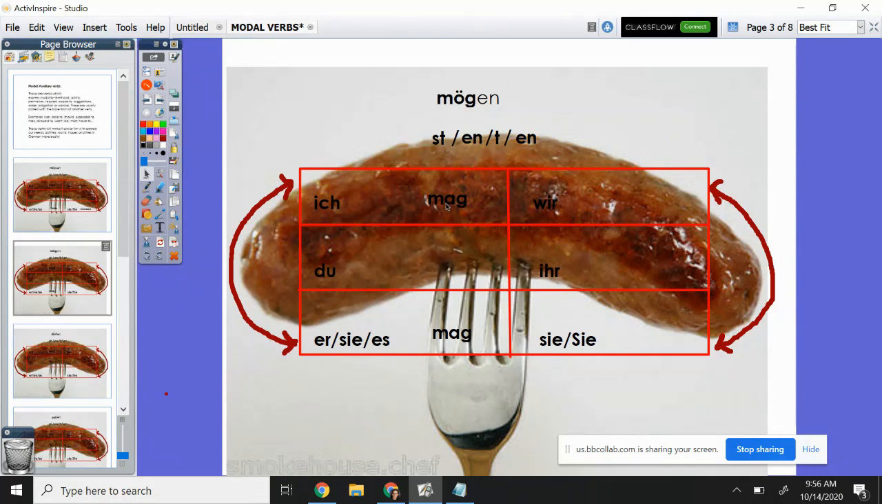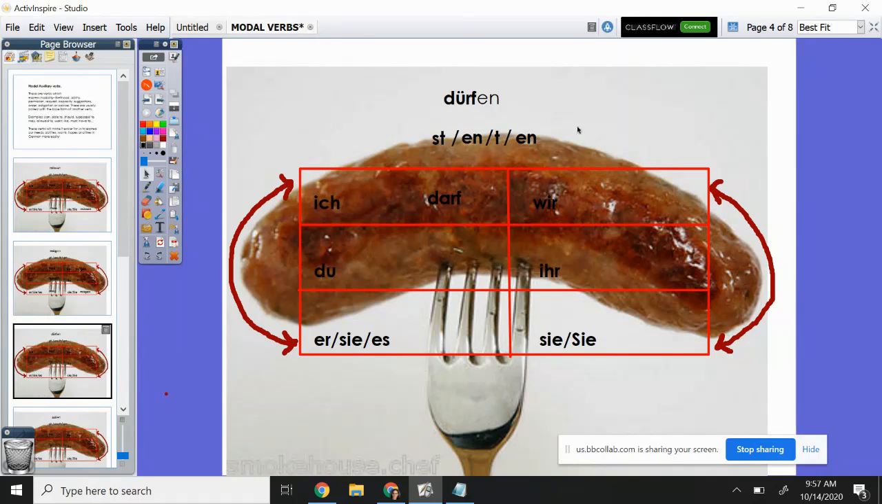So for the du form here, we're going to take mag down here, and we're going to end it -st. And then the wir form is mög, ends in -en, mögen. And then the sie form is also going to be mögen. And then the ihr form is going to be mögt. So that's just a T ending on there. And mögen again means to like. Let's take a look at the next one.